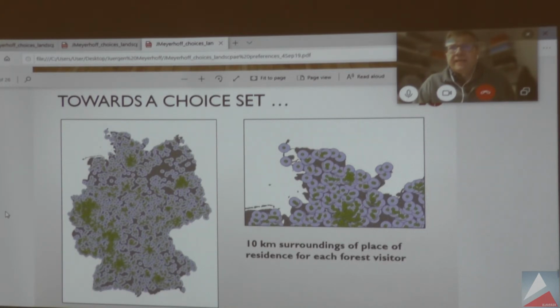The problem is then again that we do not know, when people live at a certain place, what alternatives they have in mind when deciding on a forest visit. That means working with assumptions. First, we would just draw a circle around each respondent's place of residence, as indicated by the two pictures you should see now.